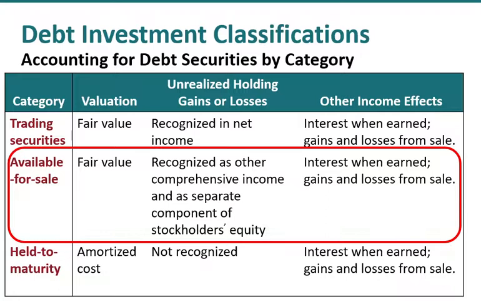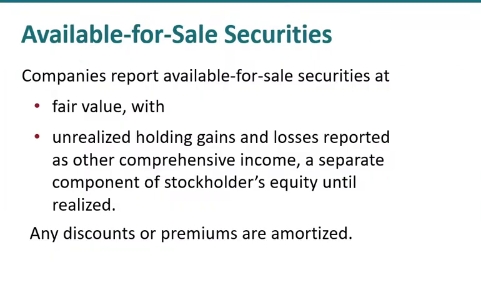But we're talking about our available for sale, which falls right in between. We record them at fair value, but any gains or losses are reported separately in other comprehensive income. So again, report them at fair value. Unrealized holding gains are recorded, but reported as other comprehensive income, and then any premiums or discounts on our bonds are also amortized, as well as interest, recording any interest income. Let's work through a problem.